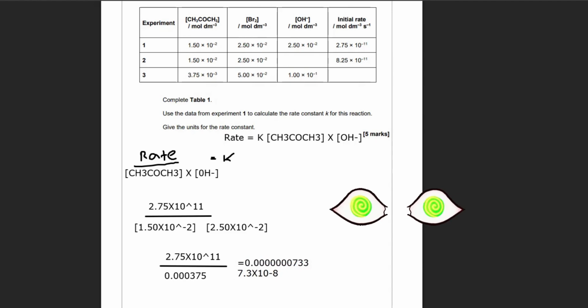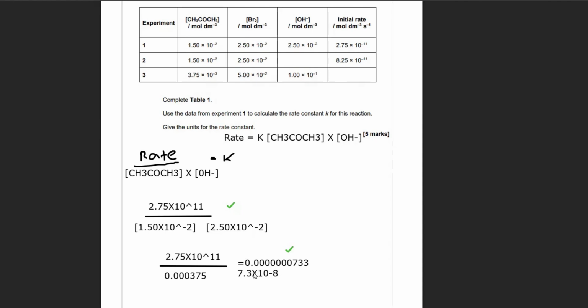Right. So how many marks would we have got so far? Well, we've used the data in the experiment to calculate the rate constant. So that is going to be at least two of the marks for that middle bit there, possibly three, and then we need to complete the table and we need to give the units for the rate constant. Now I'm going to show you how to work out the units for the rate constant.